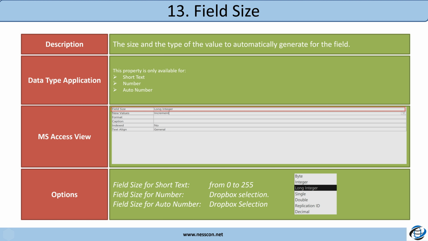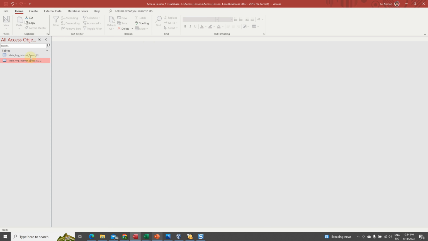So here is an example for number. For number, you can select byte, integer, long integer, single, double, replication ID, and decimal. We have already discussed all these in our previous lesson. So let's go to MS Access and use this property. Let's go to the design view again.